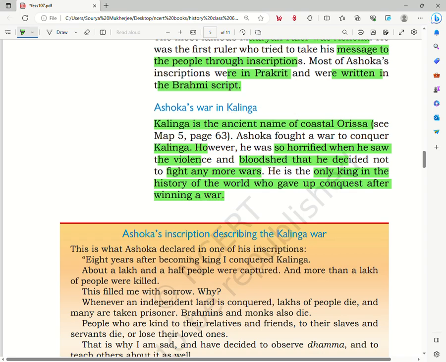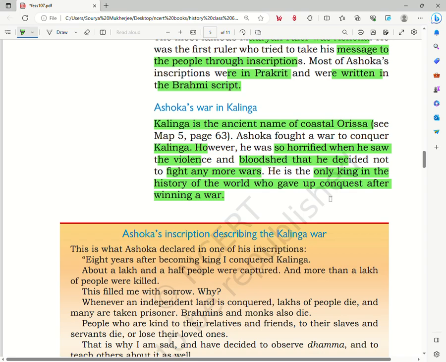Kalinga was the ancient name of coastal Orissa, and when Ashoka invaded Kalinga, he fought a very vicious war to conquer the land. Although he was able to win the war, the cost was so high that it horrified Ashoka to a great extent. Ashoka was very taken aback with the violence and bloodshed that he witnessed during the war, and thus he finally decided to give up fighting wars. So he is the only king in world history to have given up conquest after winning a war.